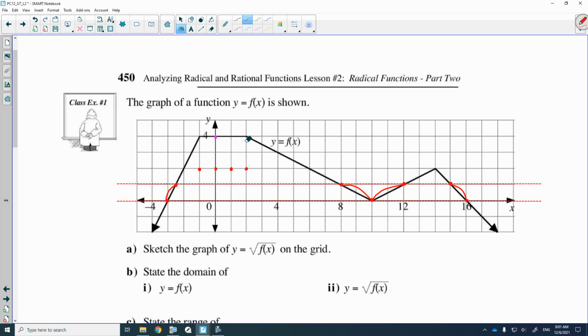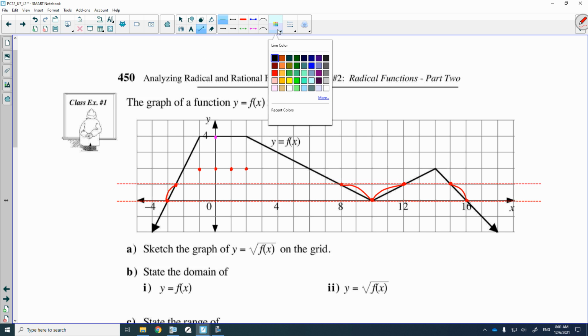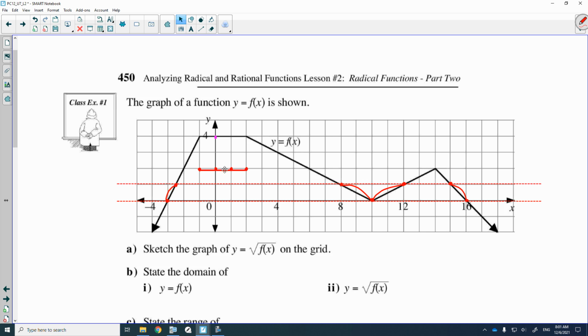Now, because this was a horizontal line, my radical will be a horizontal line. So you get your ruler and the color that you're using for your radical function, draw yourself a horizontal line. Okay, we should probably take a couple other points. This point, the y value is at 3, and we know that the square root of 3 is 1.7. So it's going to be at x is 4 and 1.7.